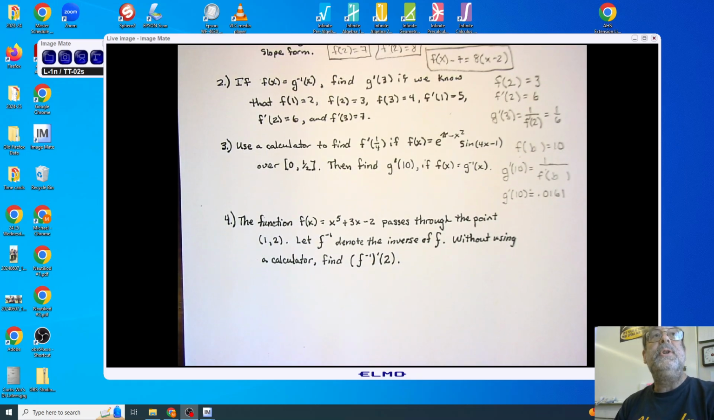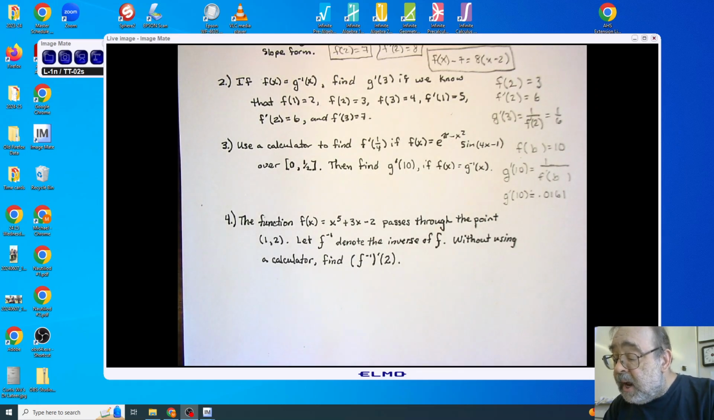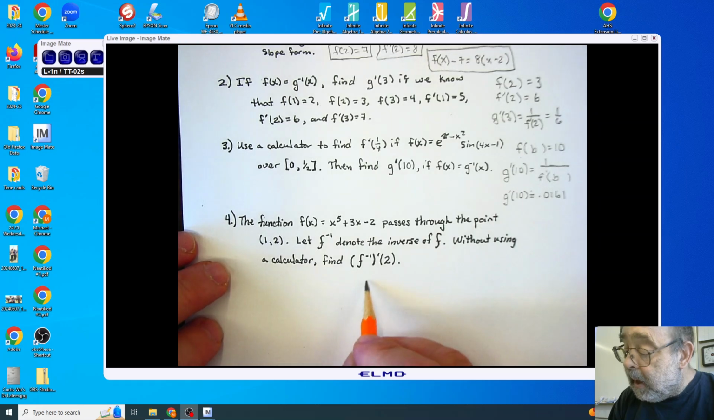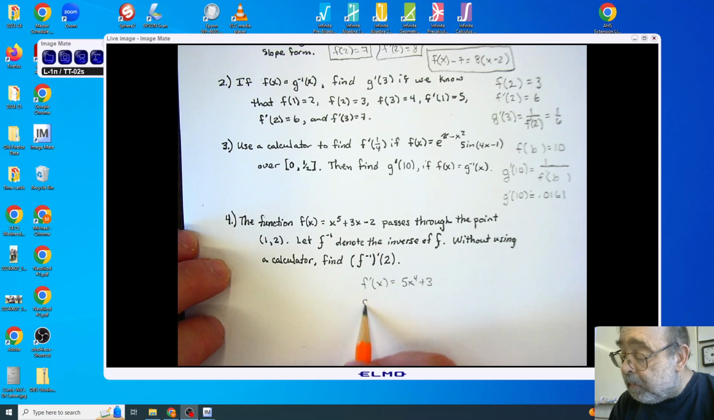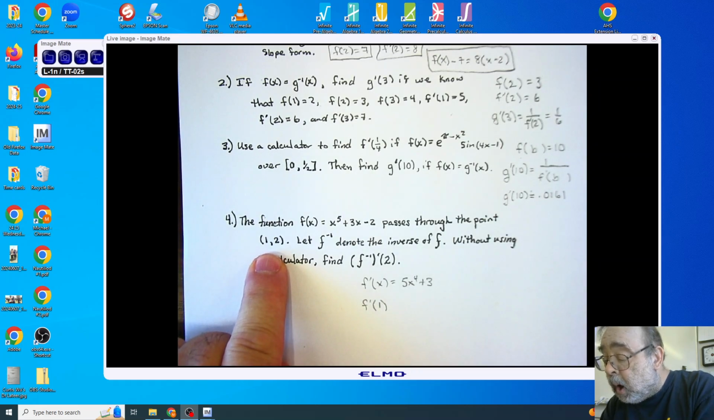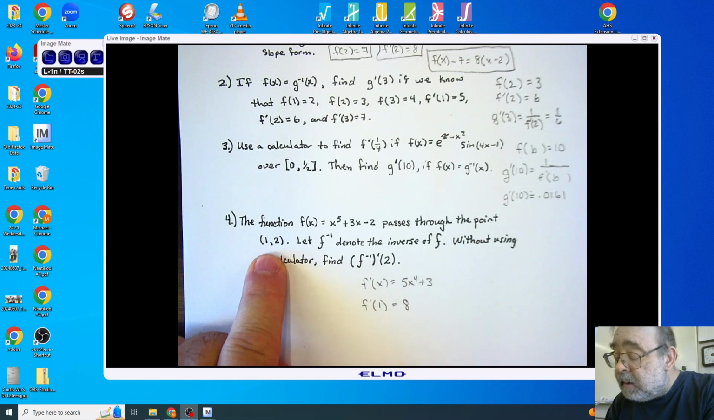The last and final question says that we are given the function f of x equals x to the 5th plus 3x minus 2, and it passes through the point 1, 2. Let f inverse denote the inverse of f. Without using a calculator, find the derivative of the inverse at 2. Alrighty, so what do we know? F prime has to be 5x to the 4th plus 3. And f prime of the corresponding value, which would be 1, at the point 1, 2, gives me 8.